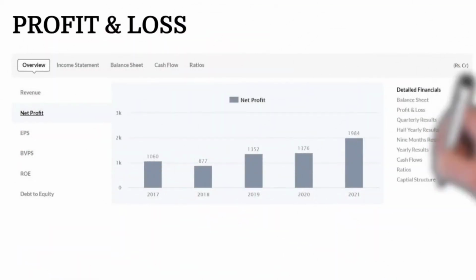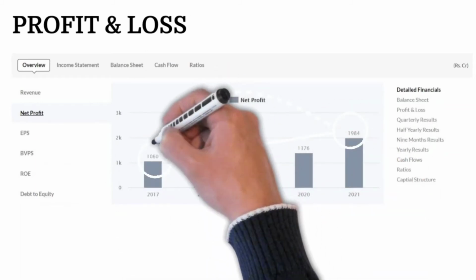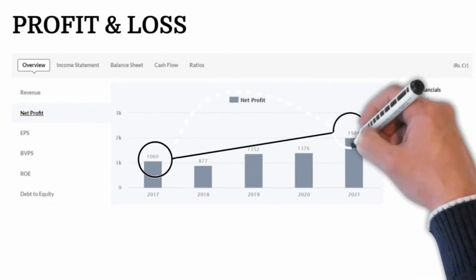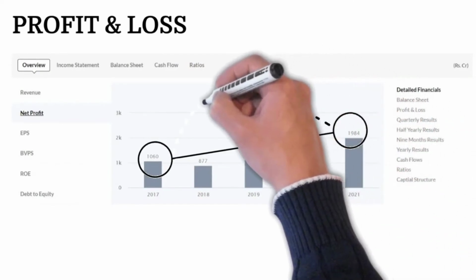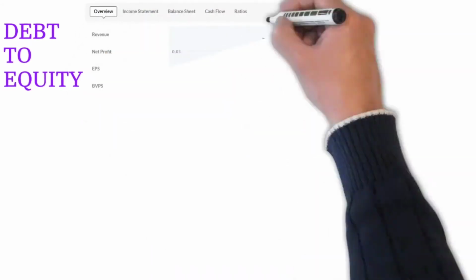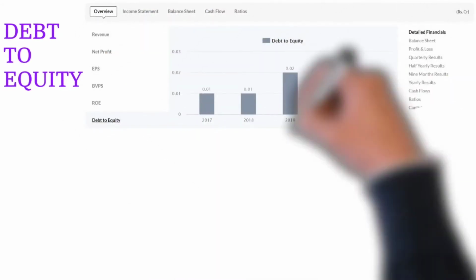Now, since we looked at the revenue, we need to look at the profit and loss, or specifically speaking, net profit. Again, looking at the chart, it's okay, not a growing trend as such, but in 2017 it had a net profit of 1060 and it rose from 1060 to 1984 in 2021. Not bad, steady growth. All right, so the revenue and net profit were doing average or good, you can say, but not great.